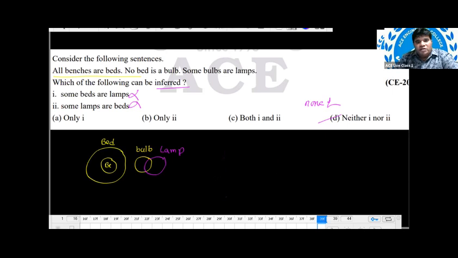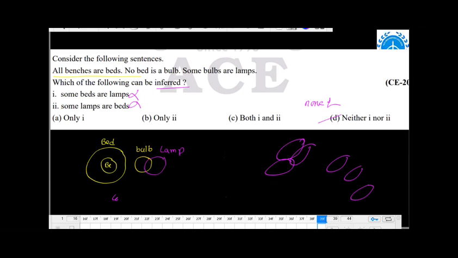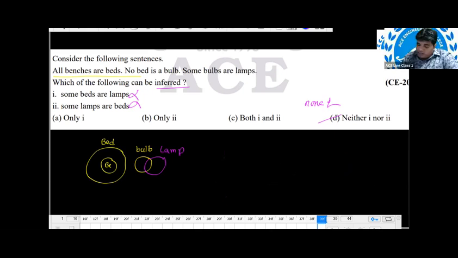When you are confused, you draw a number of diagrams. You can draw the number of diagrams like this. The first conclusion is satisfied in every diagram; that is the perfect answer. In the first diagram here it is satisfied, here not satisfied. It is not a conclusion. Next.